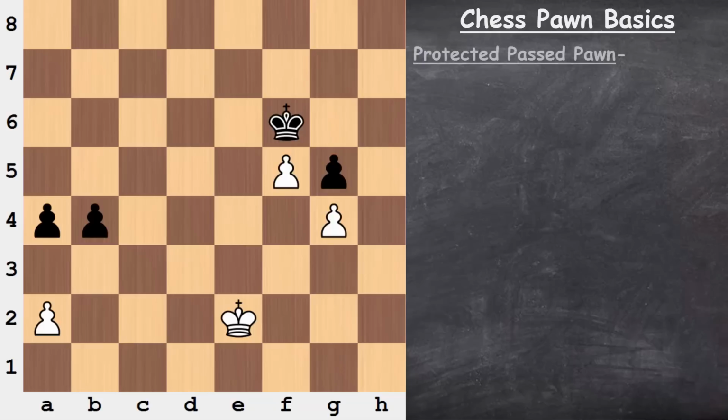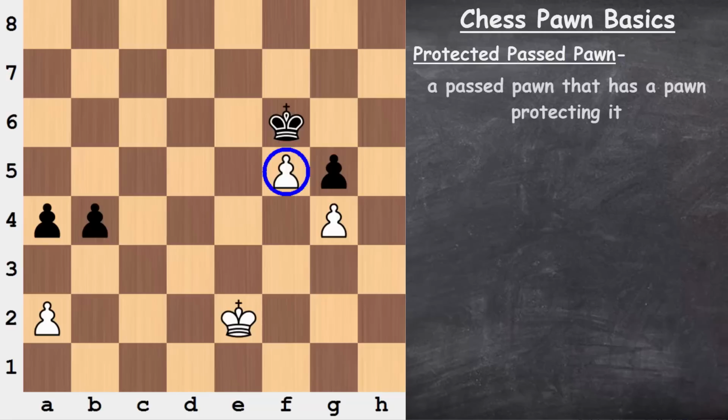What does that look like? What's the definition? It's a passed pawn that has a pawn of the same color protecting it. So this pawn here is the protected passed pawn. He's passed and has the protection of this friendly pawn of the same color, the pawn on g4. This is quite valuable to have in chess, having a protected passed pawn, especially so in a simplified position such as this, in a king and pawn ending.